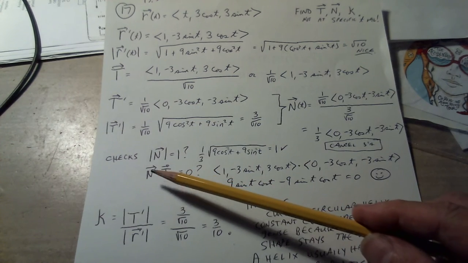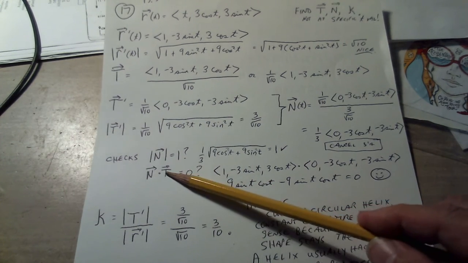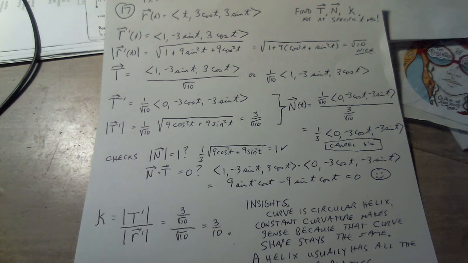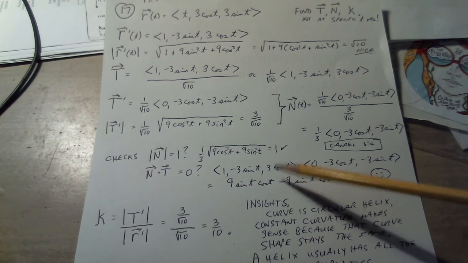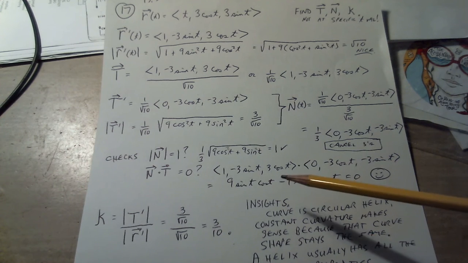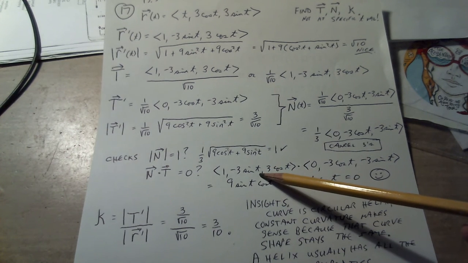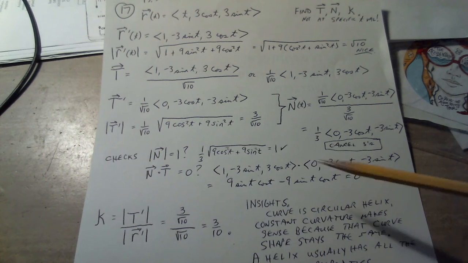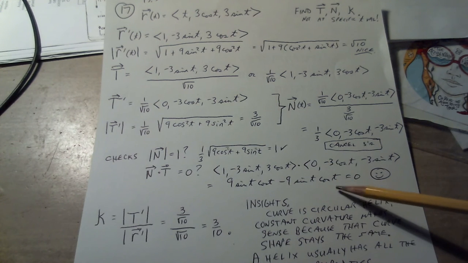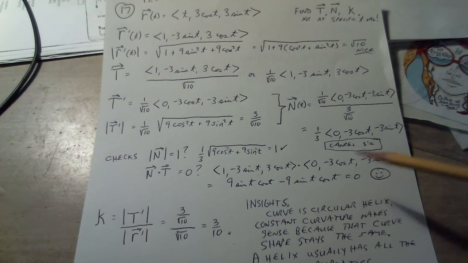Good. And it's supposed to dot to 0 with T. N and T, and B if we calculate B, are supposed to be mutually perpendicular. So you can do the math here. Here's the dot product of N and T. I think I have T first. So it's T dot N, but the dot product is commutative, so this is okay. And everything cancels out. So they dot to 0.